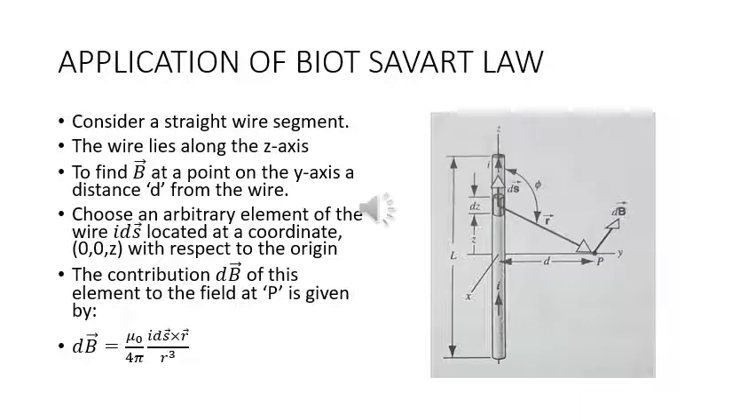Consider a straight wire segment. The wire lies along the z-axis. To find B at a point on the y-axis a distance d from the wire, let us choose an arbitrary element of the wire I ds located at a coordinate 0, 0, z with respect to the origin. The contribution dB of this element to the field at P is given by dB is equal to mu 0 by 4 pi I ds cross r upon r cubed.